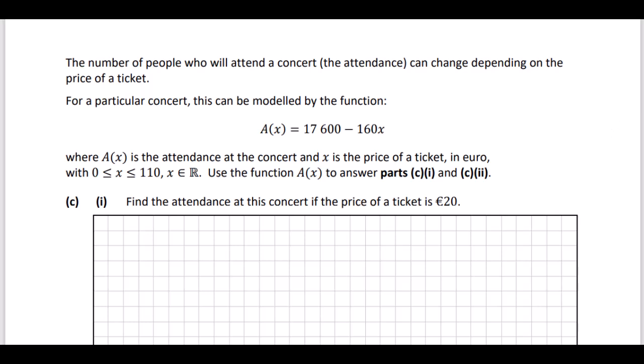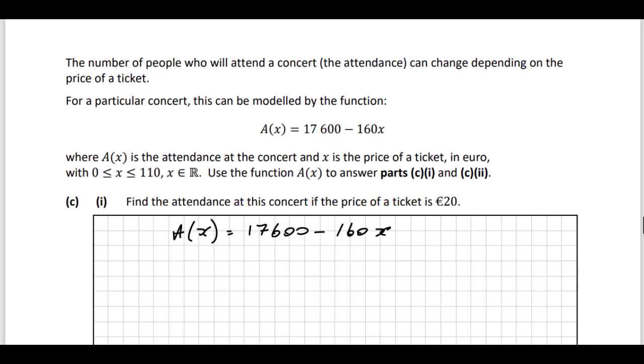The number of people who will attend a concert, the attendance can change depending on the price of the ticket. For a particular concert, this can be modeled by the function a of x. So we have a of x is equal to 17,600 minus 160x, where a of x is the attendance at the concert and x is the price of the ticket in euro. X is between 0 and 110 euros. X is real. Use the function a of x to answer part C1 and C2.